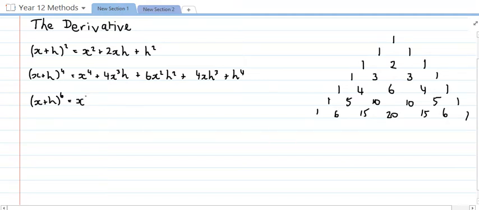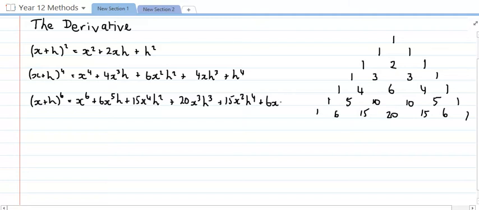So it's going to become x to the power of 6 plus 6x to the 5h plus 15x to the 4h squared plus 20x cubed h cubed plus 15x squared h to the 4 plus 6xh to the 5, and then plus h to the power of 6. There we are. What you can see is happening here is that the powers are gradually transferring from the first term onto the second term.